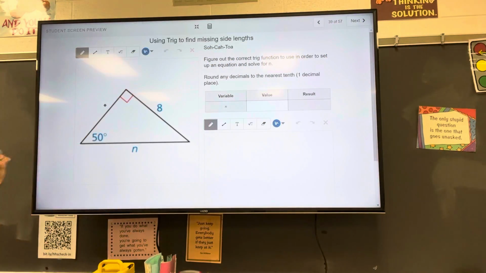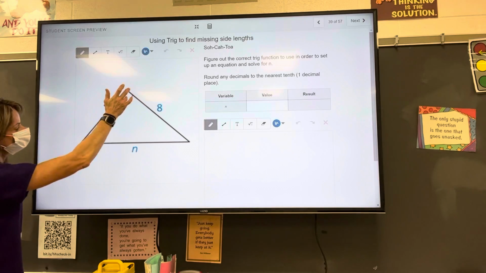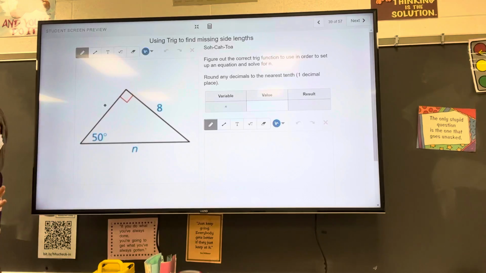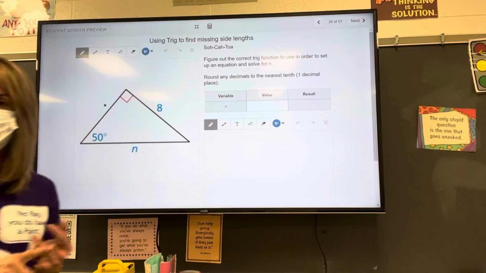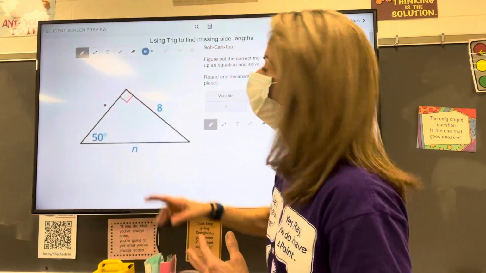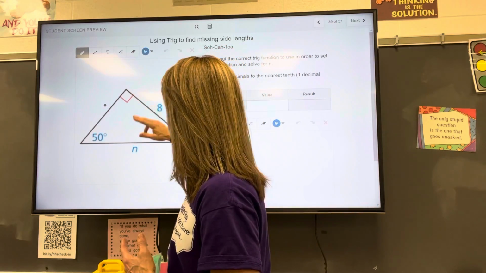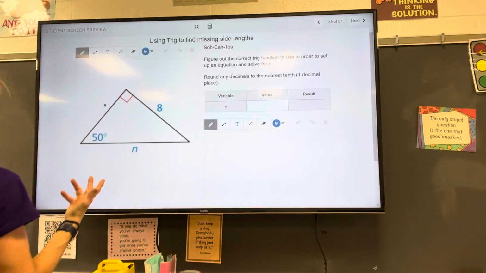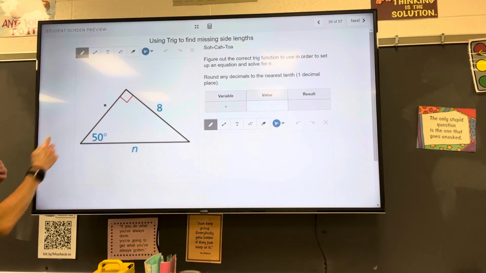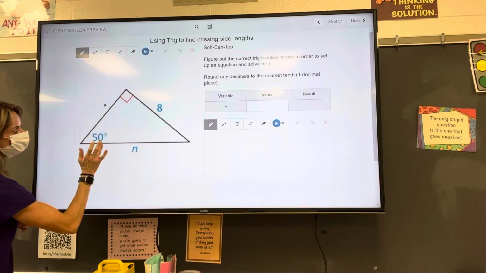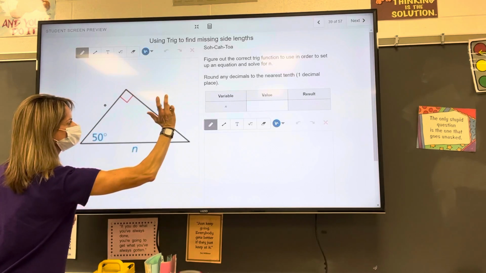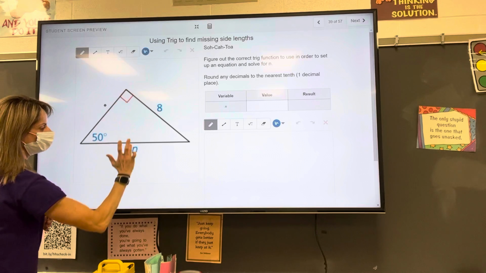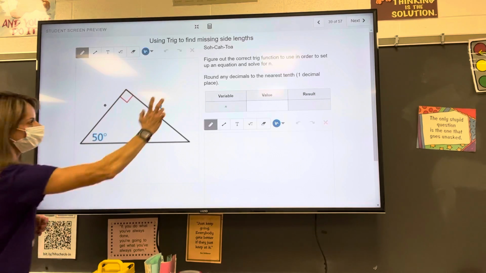However, this is 90 degrees, this is 50 degrees. We are given the length of one side. We can use trigonometry ratios, sine, cosine, and tangent, to help us. Using the measure of one angle and one side, we can solve for a missing side length. So we have to have SOHCAHTOA memorized. Referencing this angle here, 50 degrees, this 8 is opposite, and this n is across from the right angle, so that is the hypotenuse. So opposite and hypotenuse.